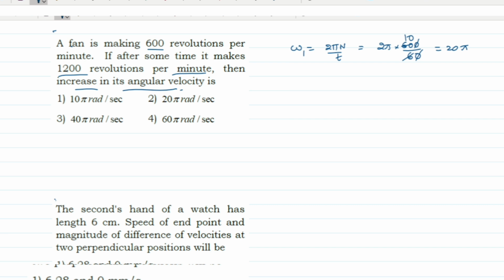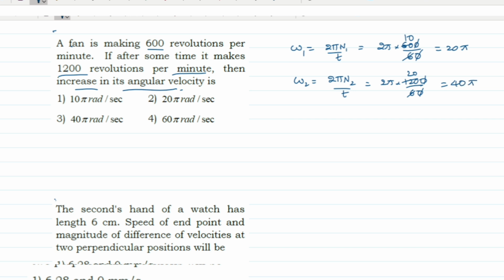After some time it makes 1200 revolutions, it's given. So omega 2 equals 2 pi, this is n1 and this is n2, by t. 2 pi into 1200 by, here you have to convert into seconds, 60, and here 10 gets cancelled, 20 times 2 will be getting as 40 pi.